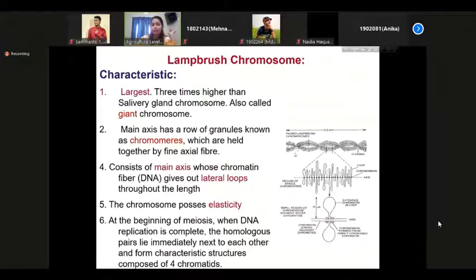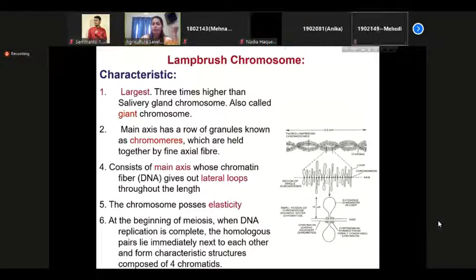During this stage, we know that two non-sister chromatids exchange their segments by crossing over. This is the crossing over site, this is the crossing over site, and this is the crossing over site. And these are two chromatids of a lampbrush chromosome. You see they look like a brush. They have many loops, and the loops are created by producing many chromomeres. Chromomeres look like granules. These are the granules.